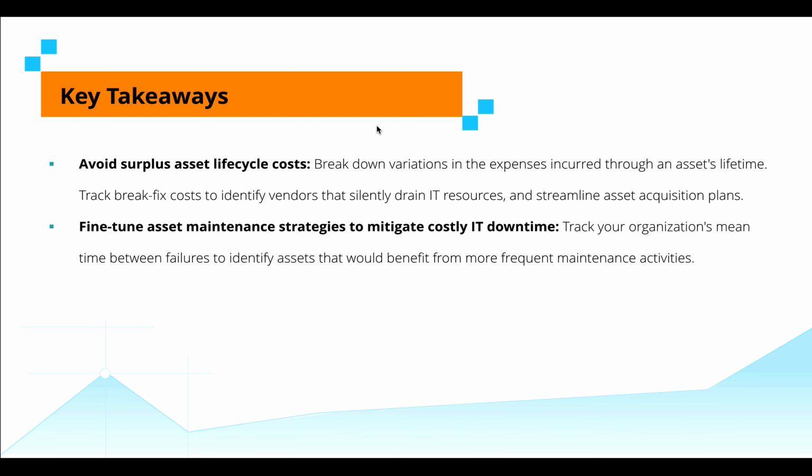Fine-tuning maintenance strategies to curb costly downtime. Inefficient asset maintenance is the fastest way to incur hefty expenses because this sets off a domino effect that results in productivity and monetary losses. So you can track your organization's mean time between failures to identify assets that would benefit from more frequent maintenance activities, and also track the efficiency of maintenance by looking at reductions in this metric.